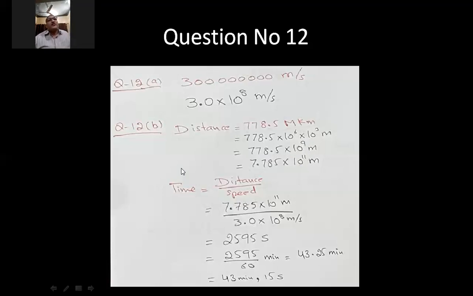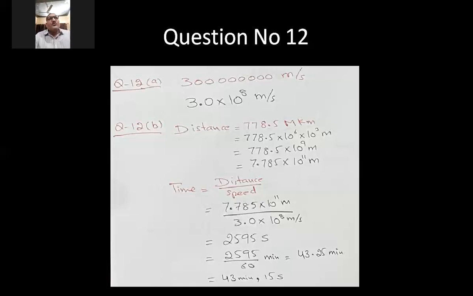So this is the distance. I have converted that distance into meter, and the speed of the light is 3 expo 8 meter per second. So you divide this distance in meters with the speed, and you can see here I've done that. In your calculator you will write 7.785 expo 11 divided by 3 expo 8. So the answer on your calculator will be 2595, and the answer will be in seconds.